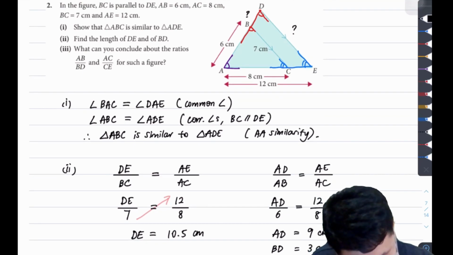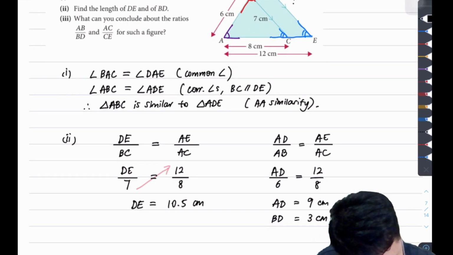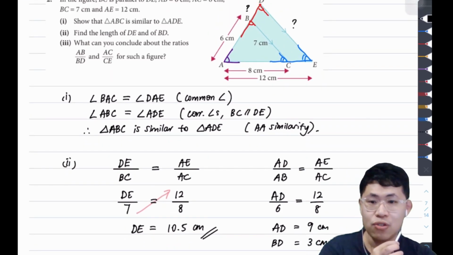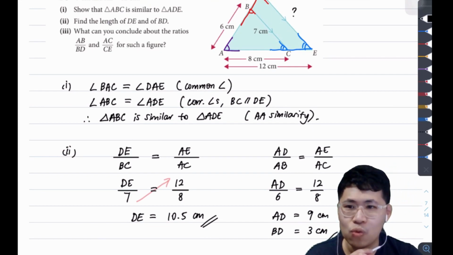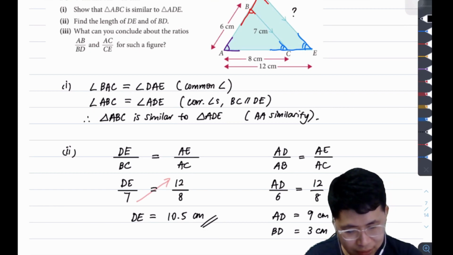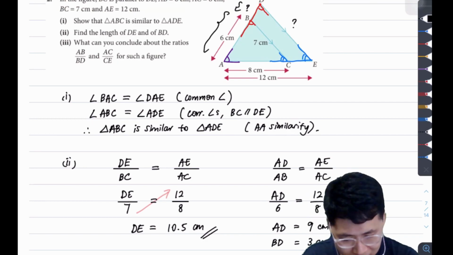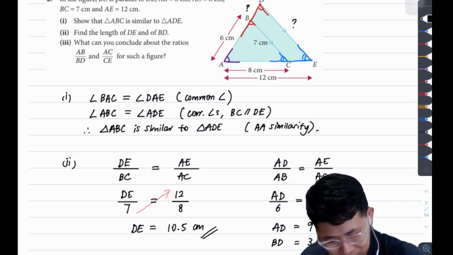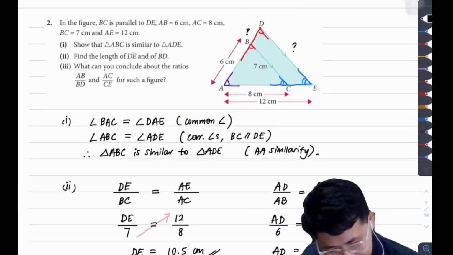Okay, so when we have similar triangles, we make use of the ratio of corresponding sides. Okay, so what can you conclude about AB to BD and AC to CE for such a figure? So this ratio 6 to 3, which is 2 to 1, and this one 8 to 12, right, is also 2 to 3, right? So let's take a look at what can we write over here for part 3.